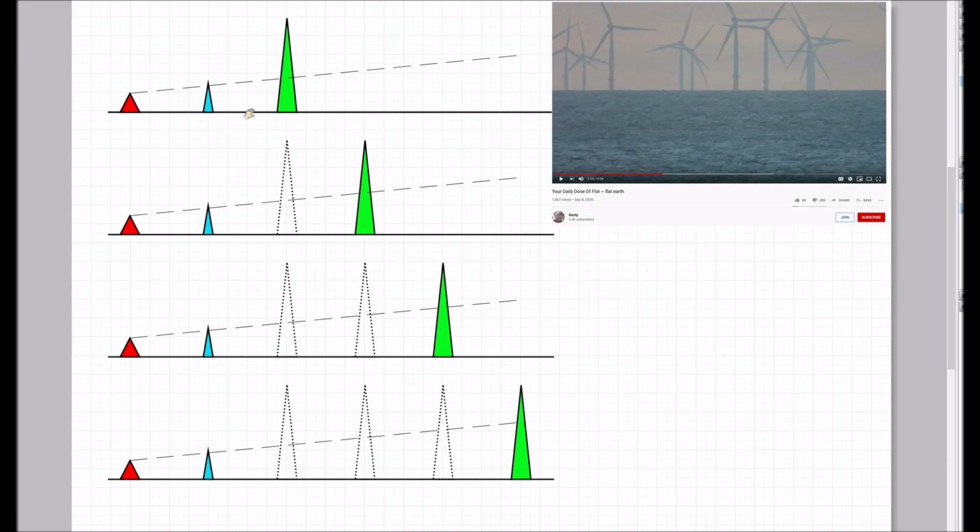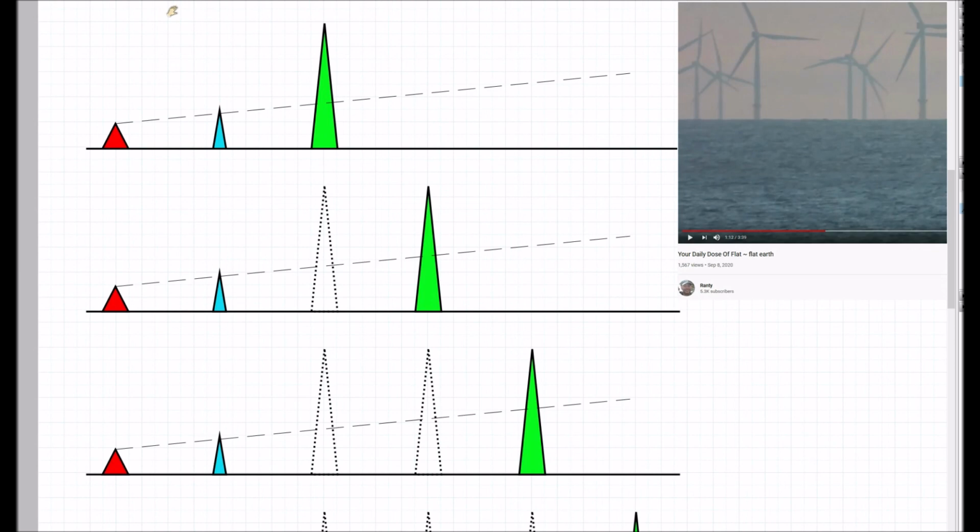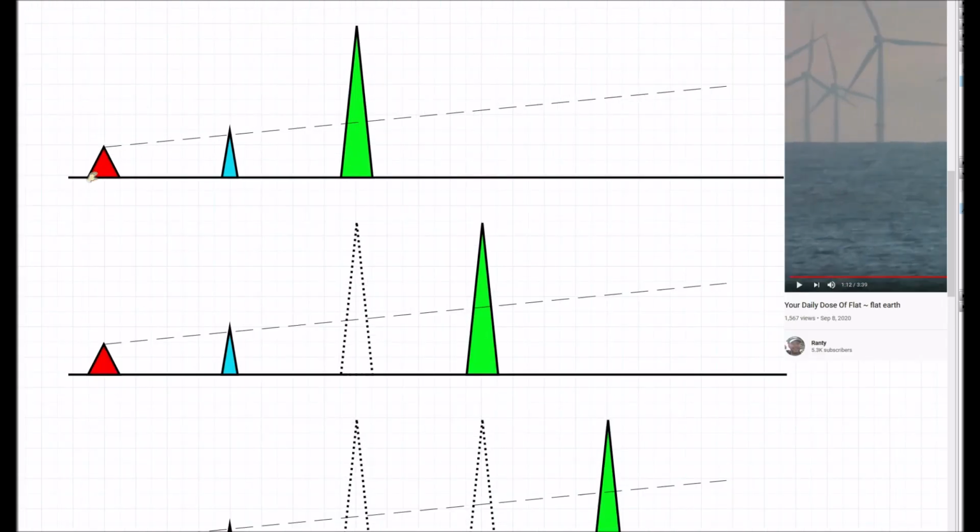Now, let's talk about wind turbines out at sea. Here we've got somebody standing on the beach, 22 meters up above the beach. And off in the distance there's a wind turbine. And between the person and the turbine there's a big wave, higher than the observer. That wave will block a good chunk of that turbine.